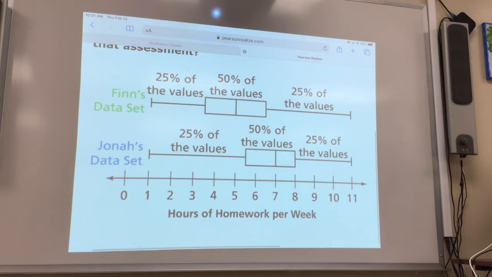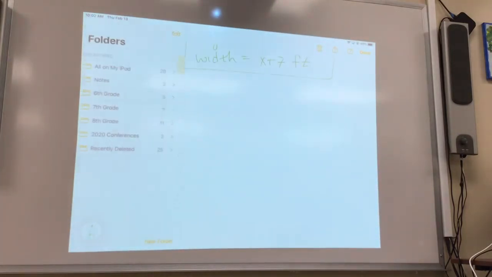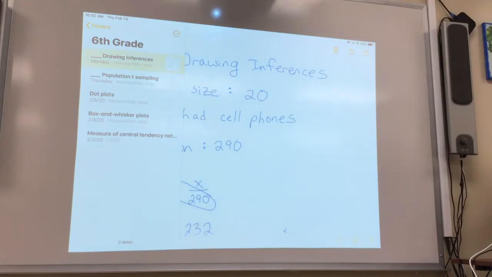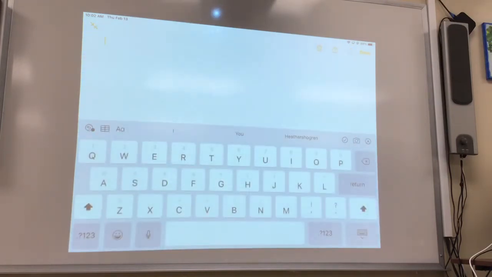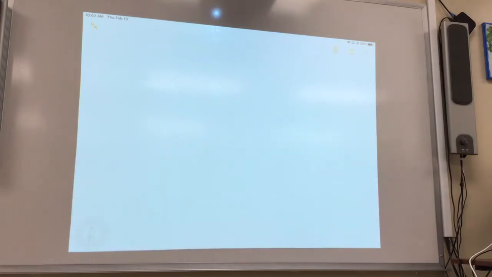Yeah, this is the same box plot as Finn and Jonah earlier about the number of homework hours they were looking at for their schools. This is the other part that we have to look at. I'm gonna have you guys draw a picture. What are we on? 6.3, Comparative Inferences.